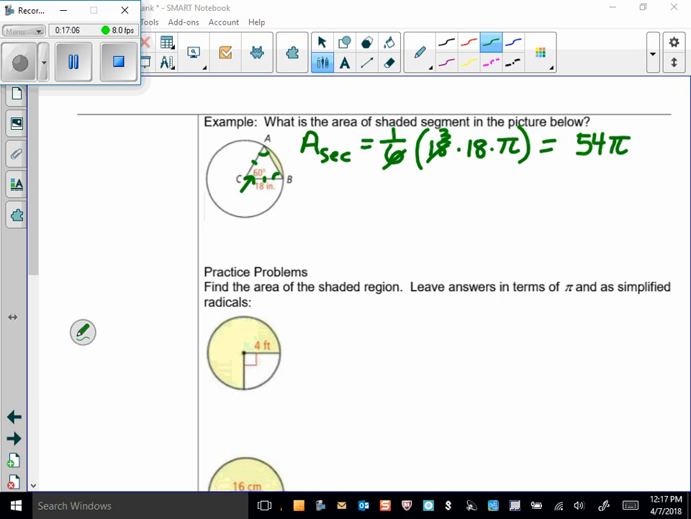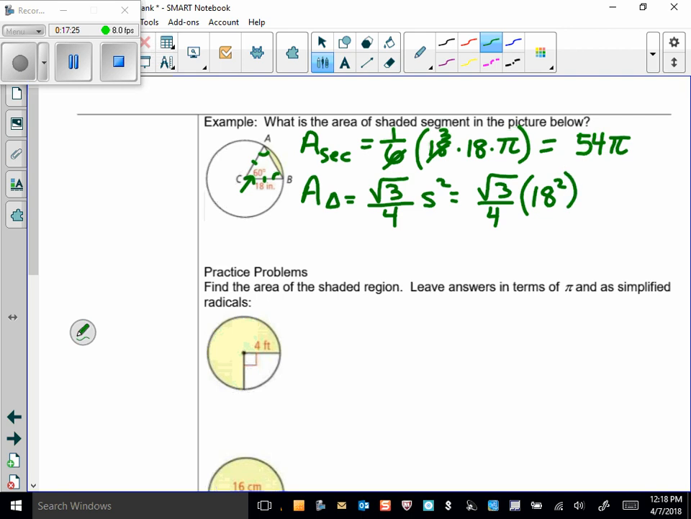Okay, now I'm going to find the area of this equilateral triangle. And I'm going to use this old friend I learned a couple of lessons ago, the square root of 3 over 4 s squared, which is the square root of 3 over 4 times 18 squared. And that's going to give me 81 times the square root of 3. Okay, I haven't put units on yet. That's okay. They'll all be square units.